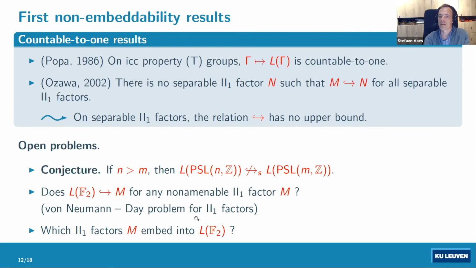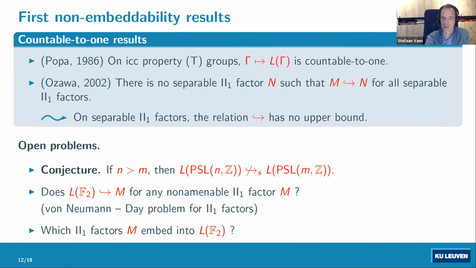Well, on the II_1 factor level, this problem is open. And it could very well be true that any non-amenable II_1 factor does contain L of F2. I believe that this is true, actually, so that the behavior is really different from the group theoretic level. And then conversely, which II_1 factors embed into L of F2? Here there is a general belief that the only ones that can embed into L of F2 are themselves essentially free group factors or the hyperfinite II_1 factor.